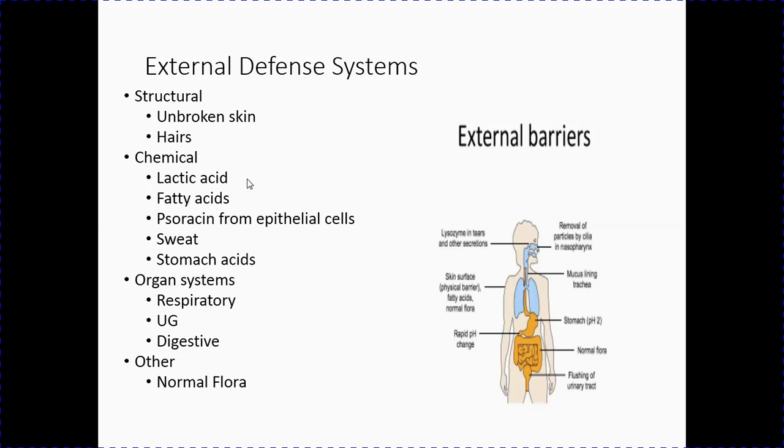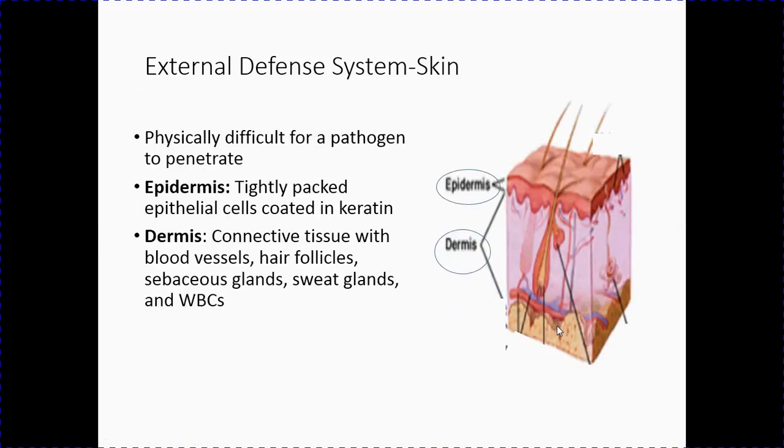If you look at the picture to the right, this is a great illustration of some of the external barriers. We're going to look at chemicals and other secretions in tears. For example, lysozyme in tears can flush away microbes and also has an enzymatic reaction, trying to digest and kill microbial pathogens. We're also going to talk about the removal of particles by cilia, or the stomach acid pH. All of those are external barriers, and that's a great little chart for you to look at.